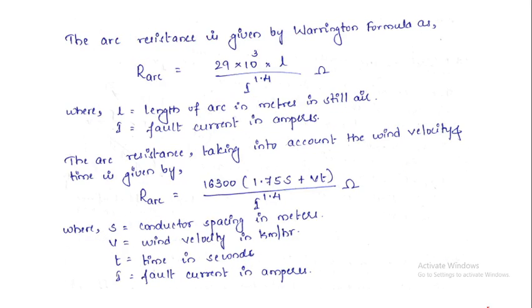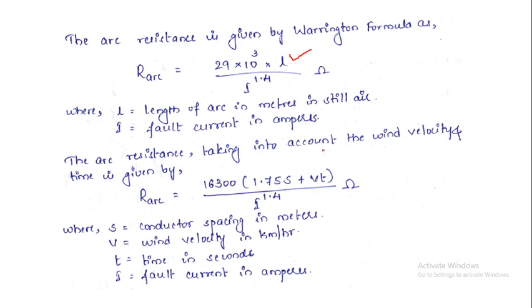Now what actually is this arc resistance? Arc resistance is given by the Warrington formula as R arc is equal to 29 into 10 raised to 3 into L divided by I raised to 1.4. There is no derivation for this, you just need to remember it. Where this L is nothing but the length of the arc in meters in still air.